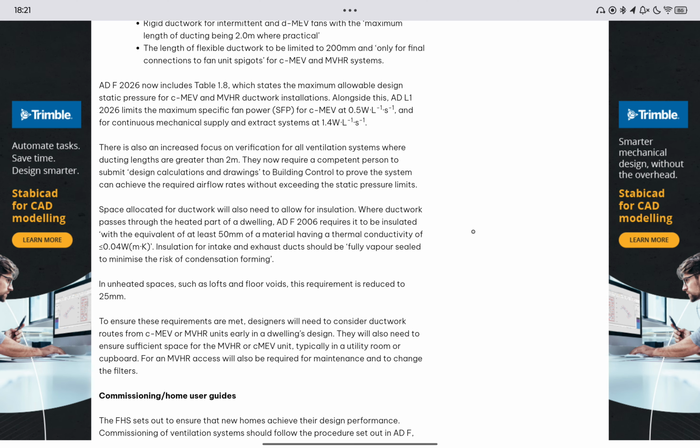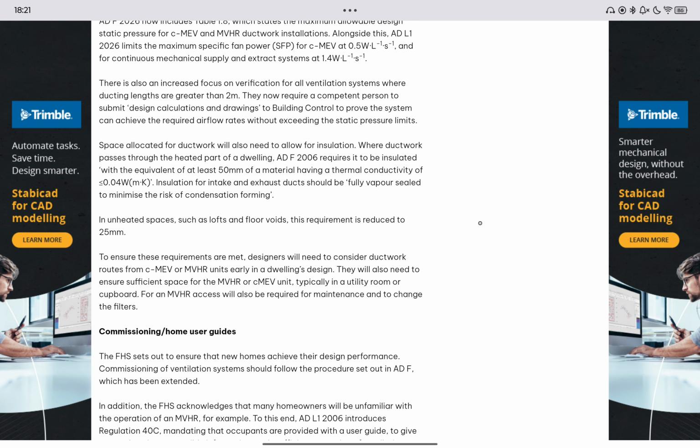There is also an increased focus on verification for all ventilation systems where ducting lengths are greater than 2 meters. They now require a competent person to submit design calculations and drawings to building control to prove the system can achieve the required airflow rates without exceeding the static pressure limits. Space allocation for ductwork will need to allow for insulation.